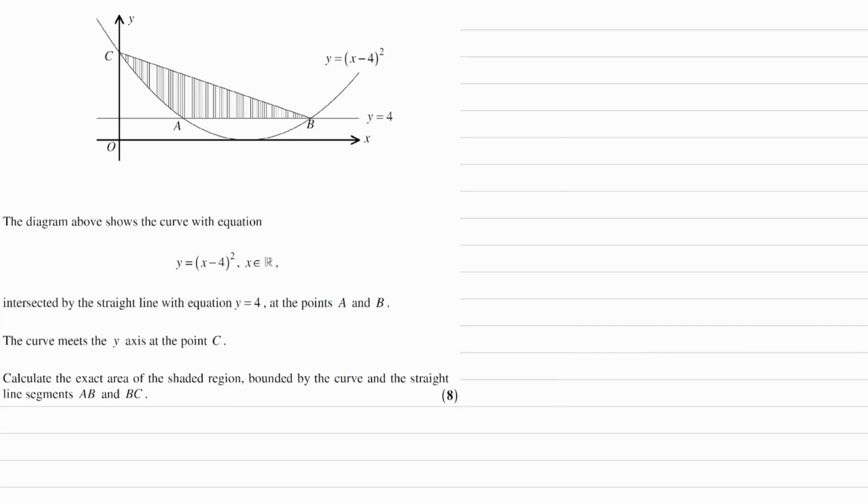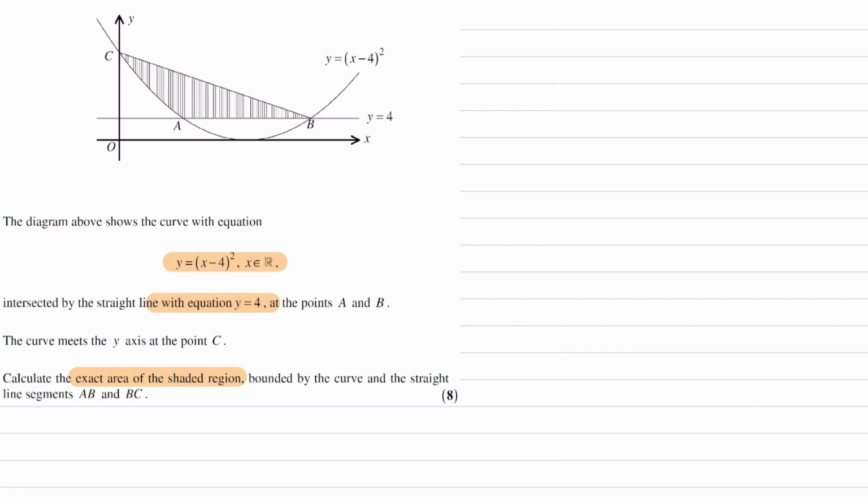The diagram above shows the curve with equation y is equal to (x minus 4) all squared, where x is a real number, and it intersects a straight line with equation y is equal to 4 at the points A and B. The curve meets the y-axis at point C, and we want to calculate the area of the shaded region bounded by the curve and then the two straight lines AB and BC. So basically this bit here.